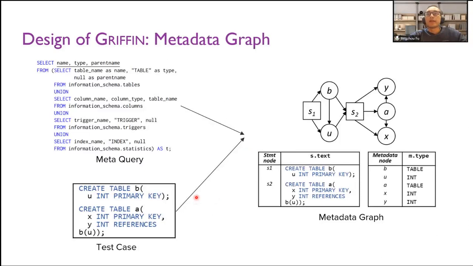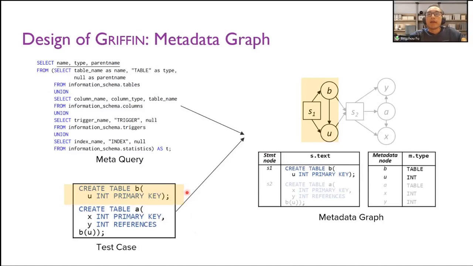For example, considering we have such a test case. Create table B (U int primary key). Create table A (X int primary key, Y int references B(U)). Let us see how its metadata graph is constructed.